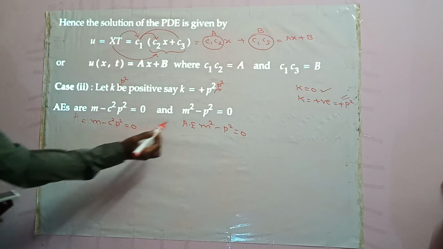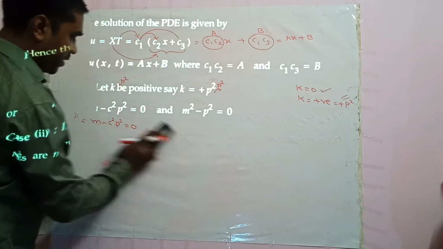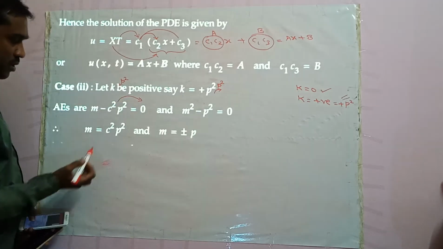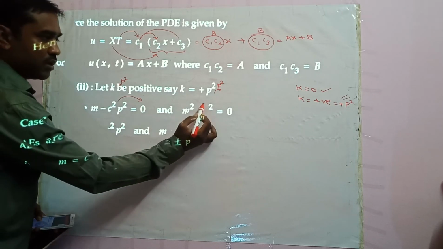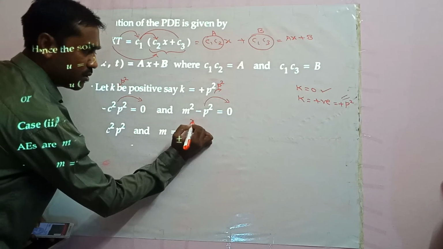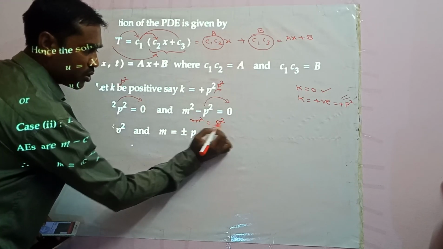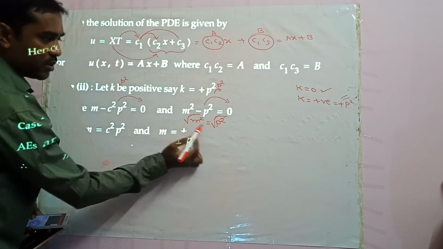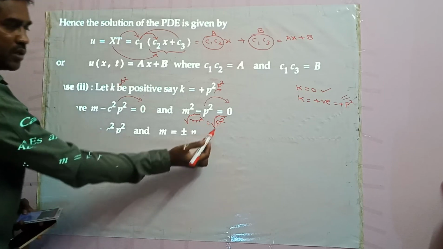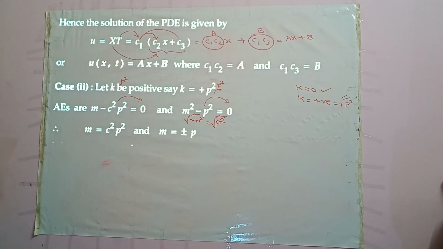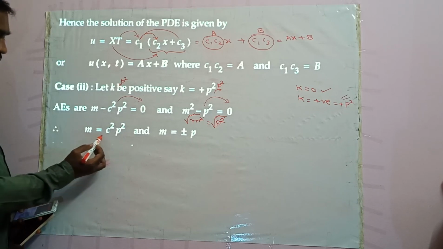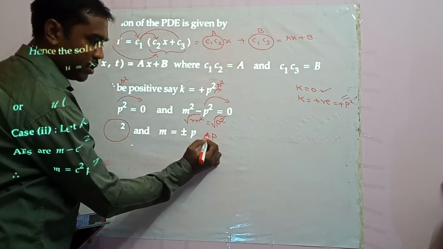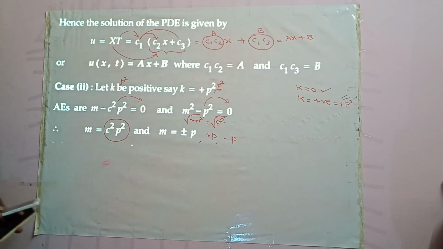We have written the auxiliary equation and the auxiliary equation here. Let us find the roots now. How do we find the roots? If you take this term to the RHS, you will get M is equal to C square P square. And if you take this term to the RHS, what do you get? M square is equal to P square. And if you take the root on both sides, root and square will get cancelled. M is equal to plus or minus P you will get. So here we have only one root. Here we have got two roots. Plus P is one root, minus P is another root.